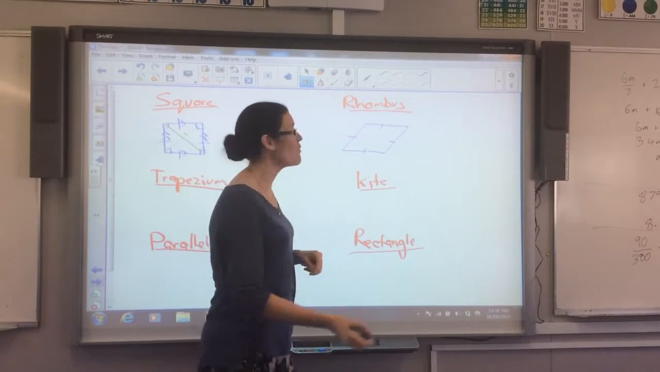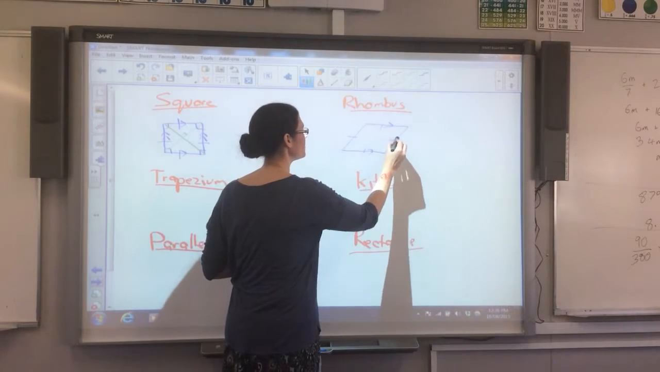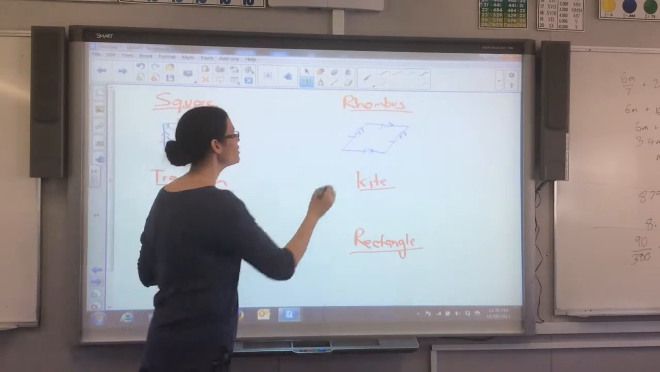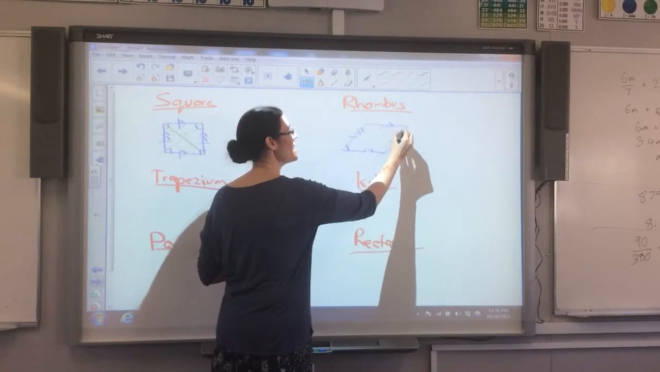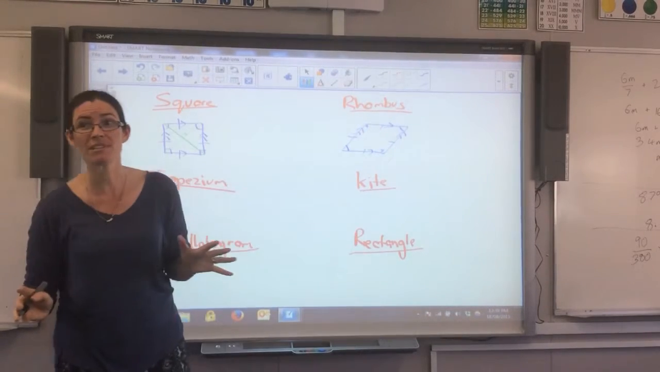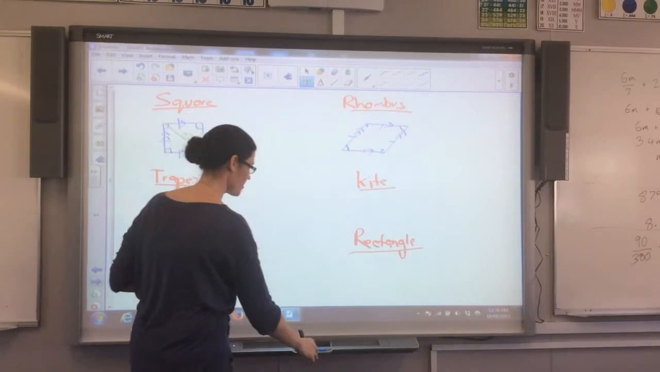I still have opposite sides parallel. But your angles aren't 90. I don't have 90, but I do know that opposite angles are equal to each other. So they all add up to 360. We've had that. What about the diagonals?